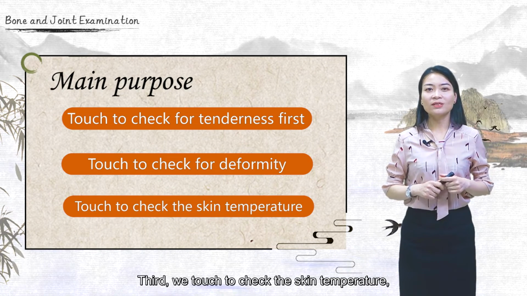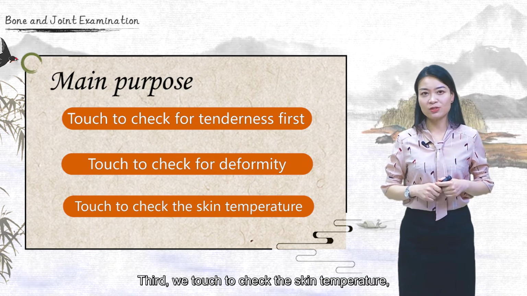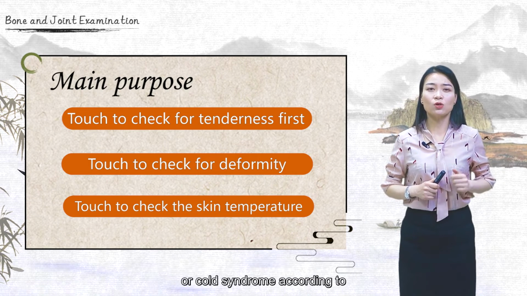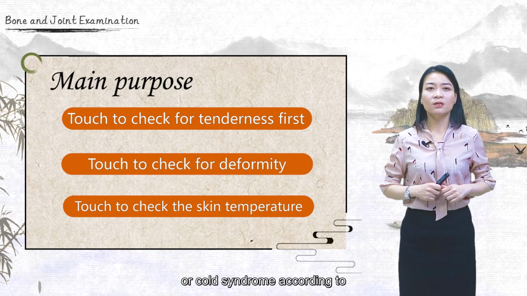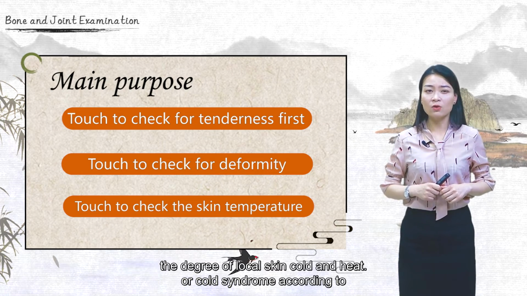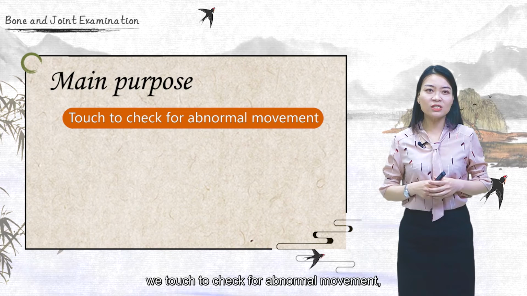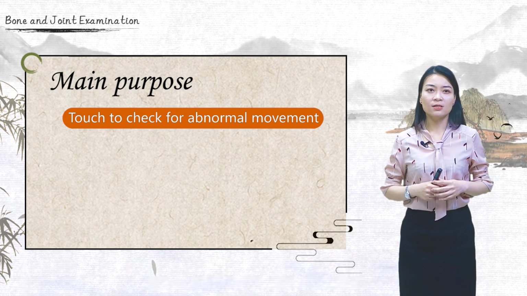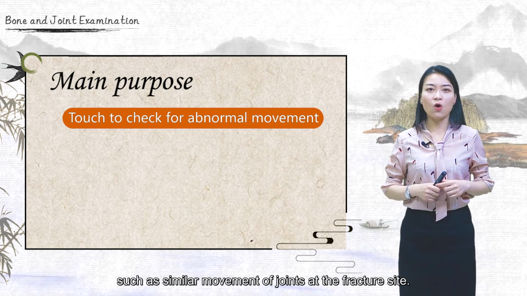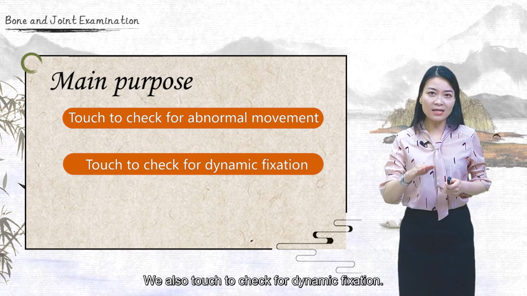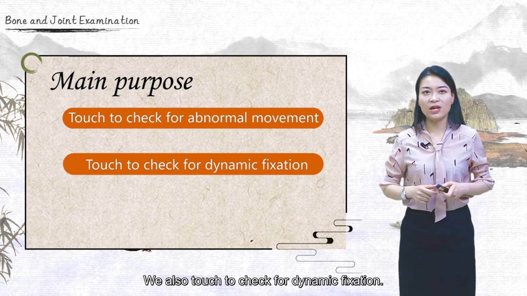The third, we touch to check the skin temperature, so as to determine whether the disease belongs to heat syndrome or cold syndrome according to the degree of local skin cold and heat. Fourth, we touch to check for abnormal movement, such as similar movements of joints at the fracture sites. We also touch to check for dynamic fixation.